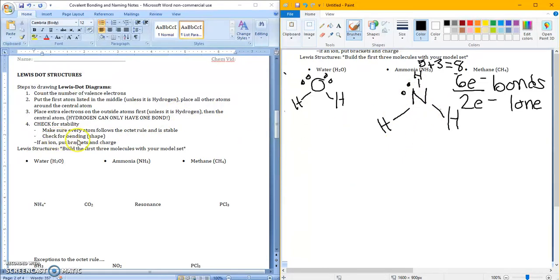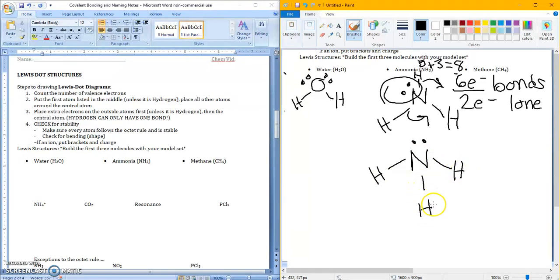Now I need to check for bending. Oh, looky here. I have lone pairs. So the lone pairs are going to force these hydrogens to bend down a little. So I'm going to have my lone pairs all by themselves with lots of room. This hydrogen is going to bend down a little. This hydrogen is going to bend down a little. And then this hydrogen goes out straight. And this is the final Lewis dot structure for ammonia.